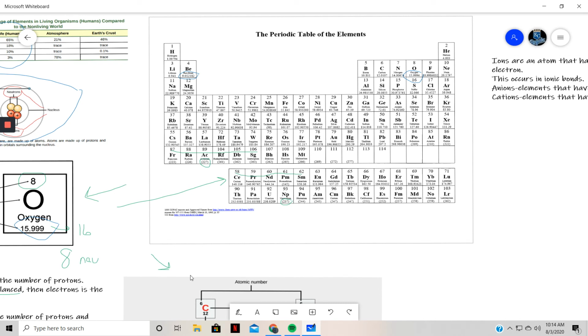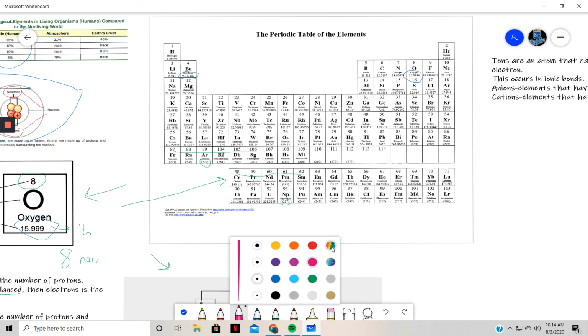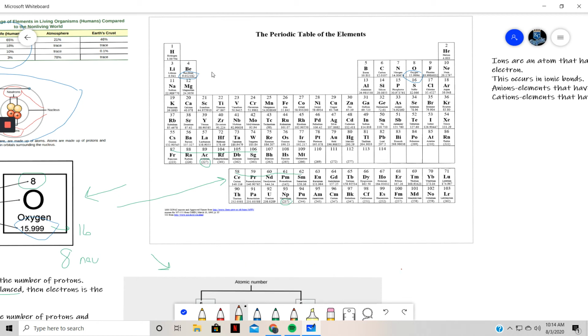Let's pick something other. Let's do something really crazy here, and go that color right there. But you'll notice that when I go in this direction, the atomic numbers increase by 1, and that's what the periodic table is structured by, the atomic number. You've got 1, 2, 3, 4, 5, 6, 7, 8, 9, 10, 11, 12, and on and on. As you go down a row, it increases by 1.